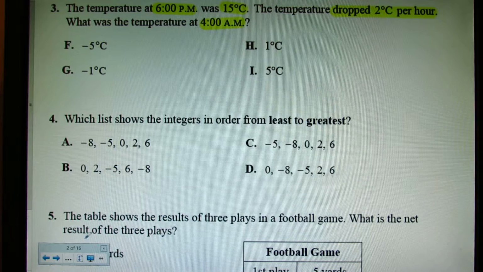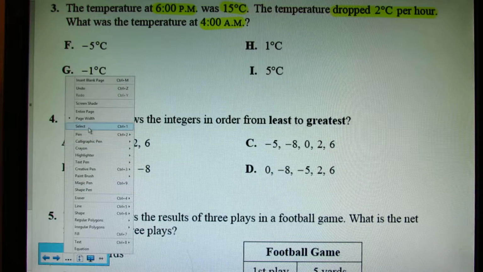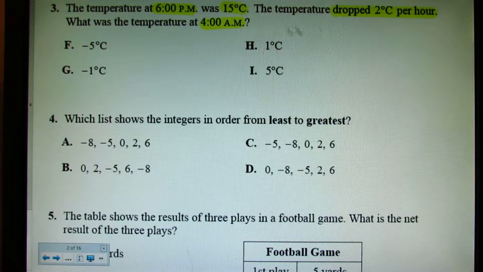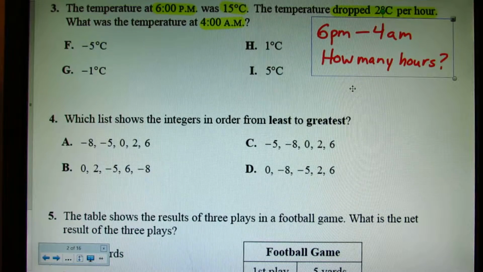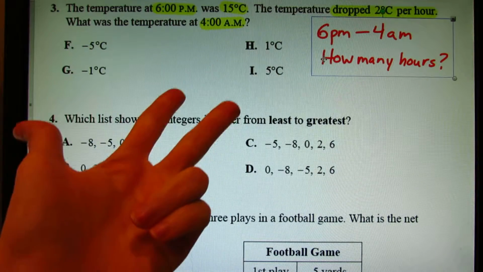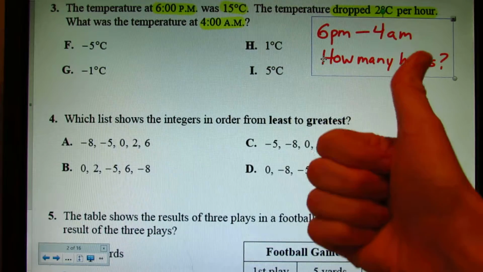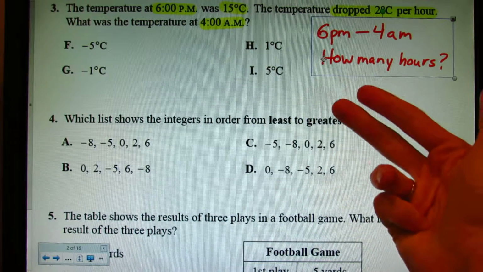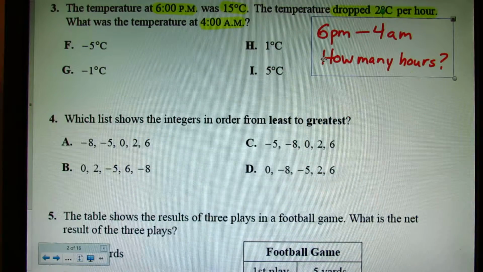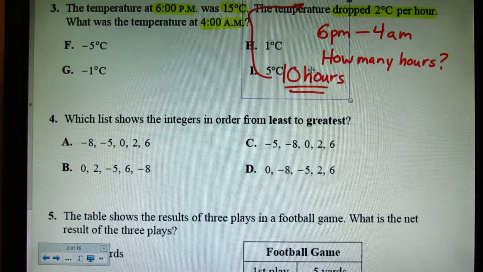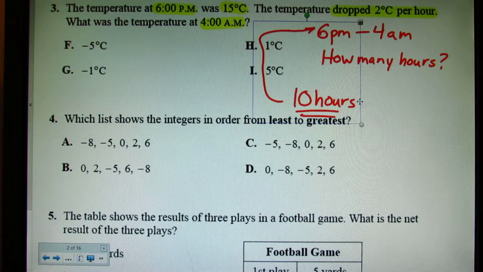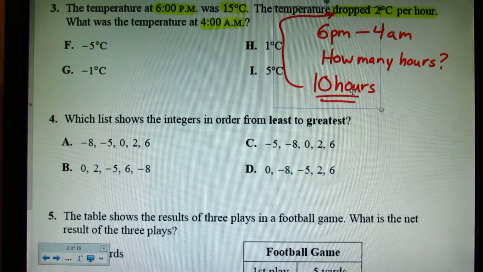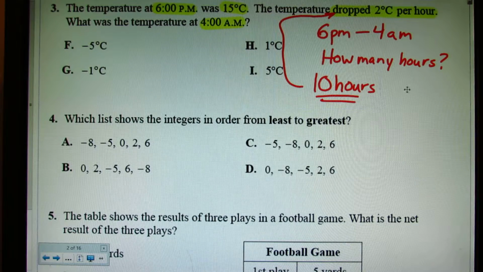So I start with 6 p.m. to 4 a.m. How many hours is that? If you count them, starting at 6, 7, 8, 9, 10, 11, 12, 1, 2, 3, 4. That's 10 hours. So my temperature dropped for 10 hours. Right there, from 6 to 10. 10 hours. According to this, it dropped 2 degrees per hour.